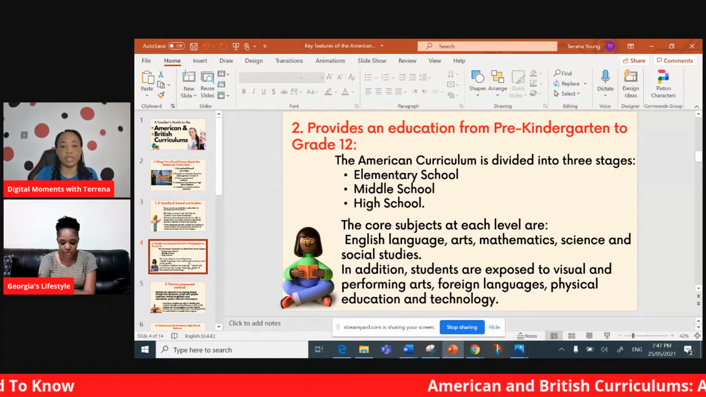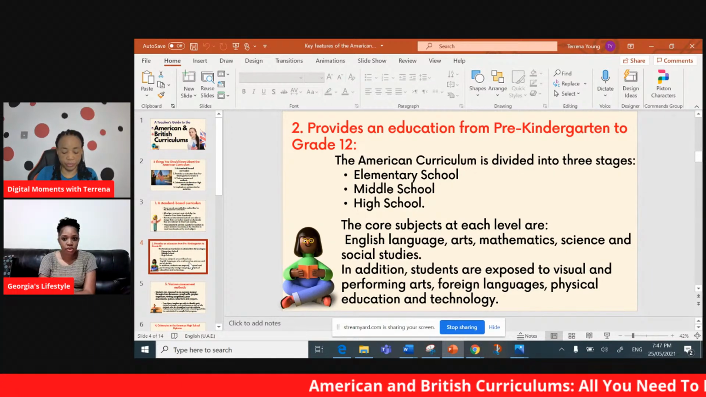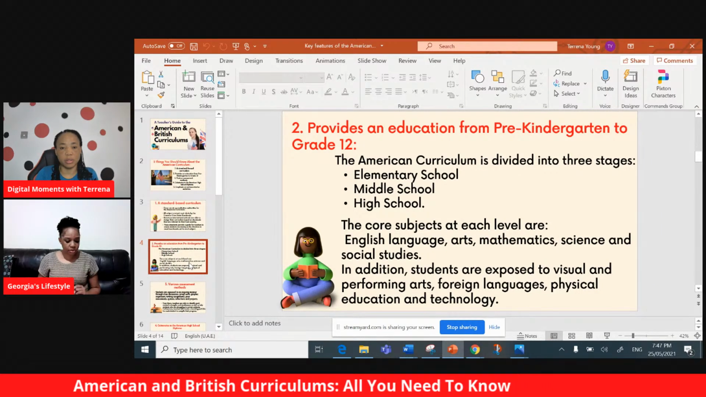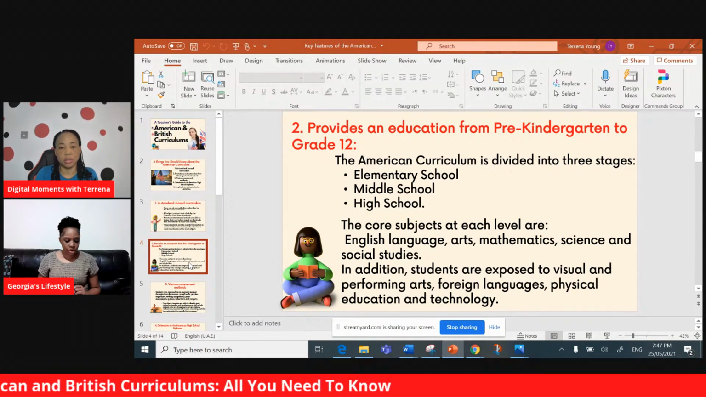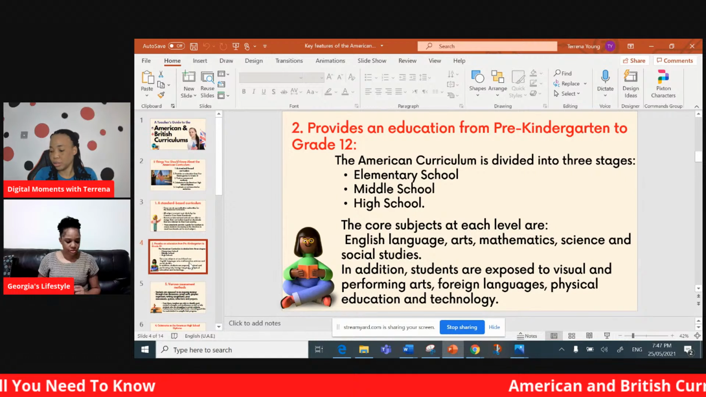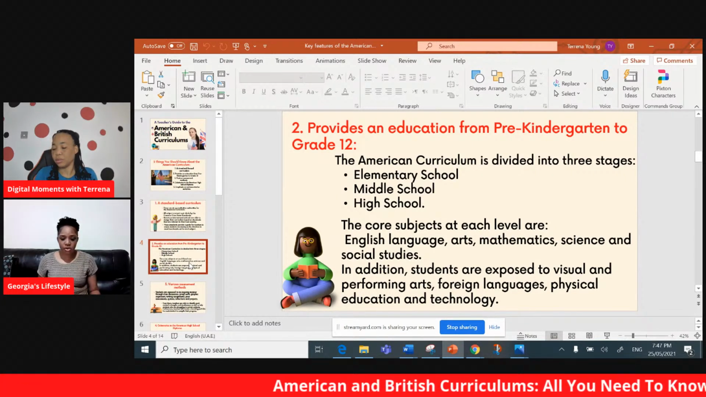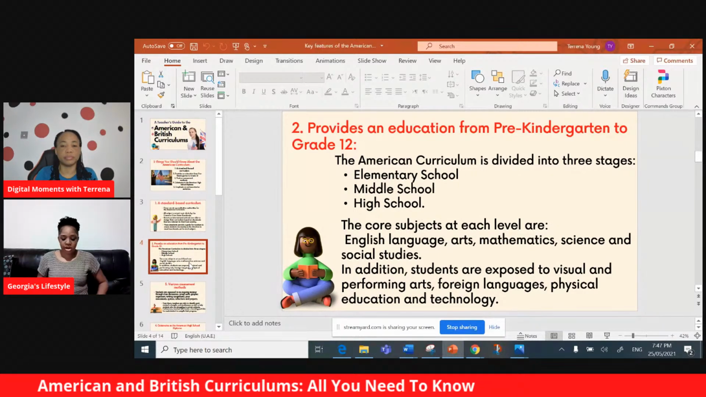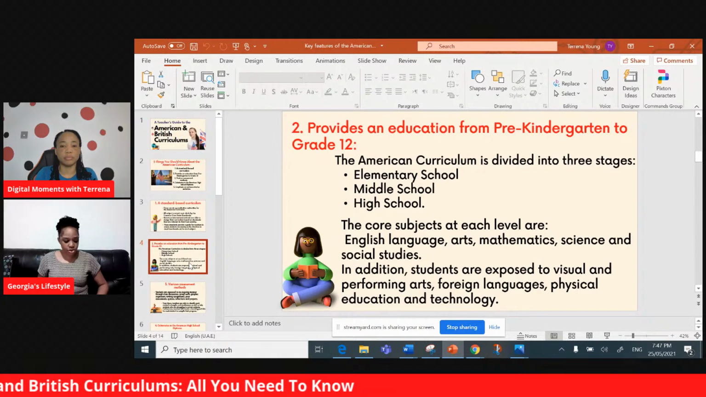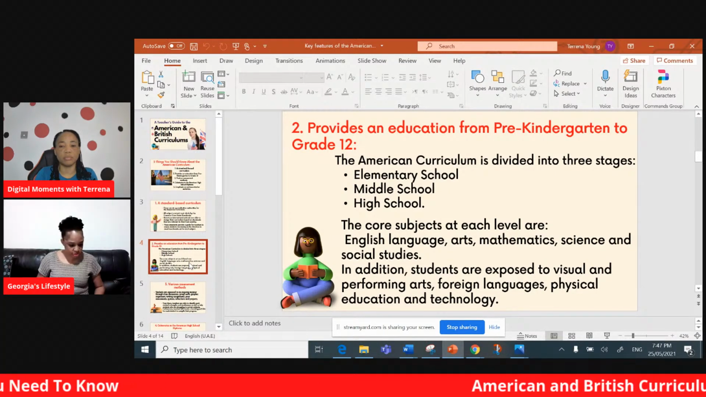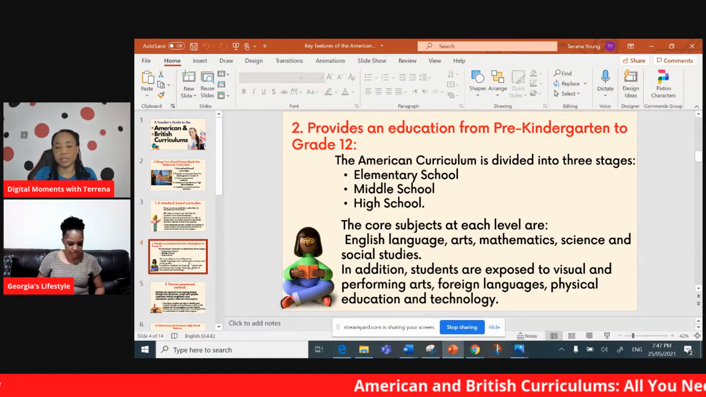And go ahead and read this slide for me, Georgia. Just what? Did we do slide two? Yes. Okay. All right. So the American curriculum is divided into, am I reading the same one? Yes, go ahead.